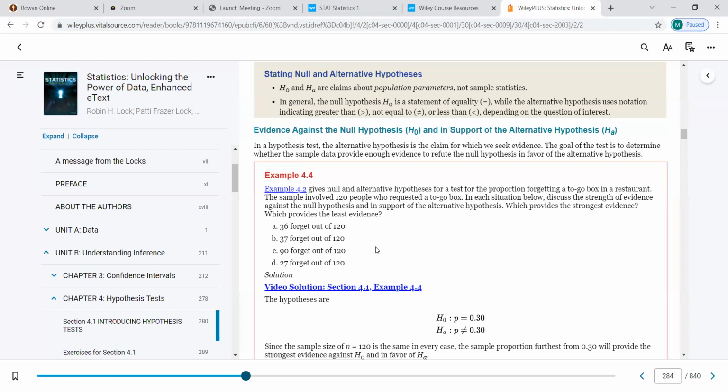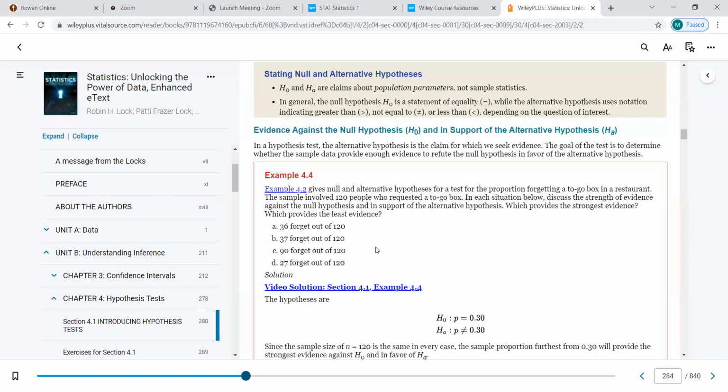How about A? A is exactly 30%. That's right. So that would support the null hypothesis, wouldn't it? Because it's exactly 30%. 36 out of 120 is 0.3. So that provides the least evidence to reject the null hypothesis because it actually equals the null hypothesis.